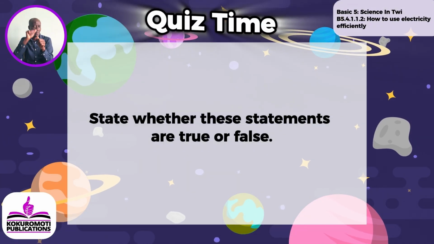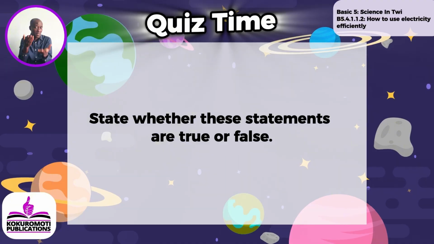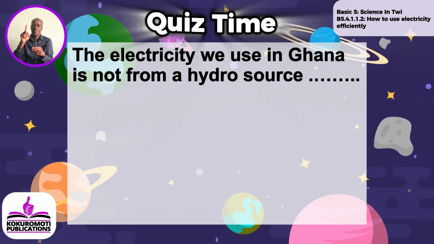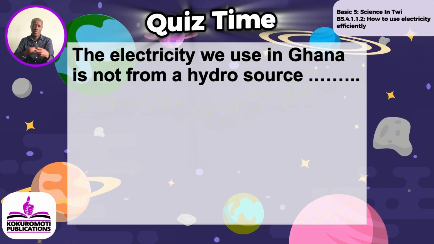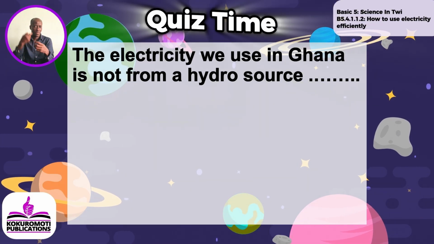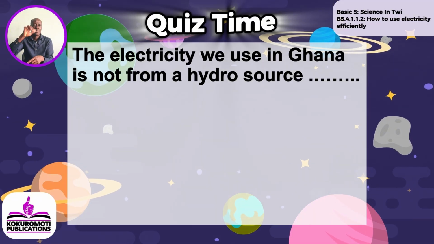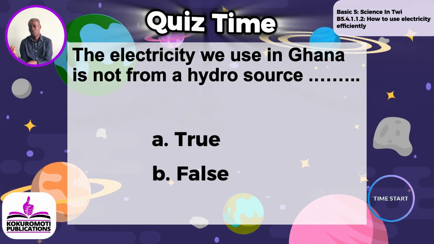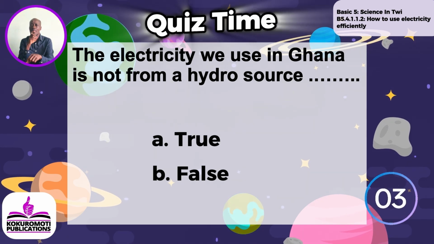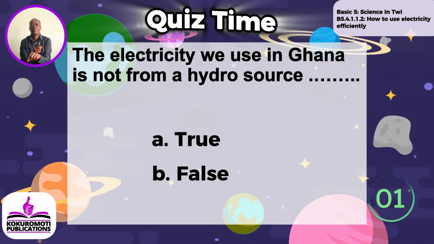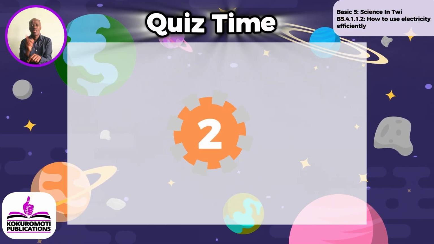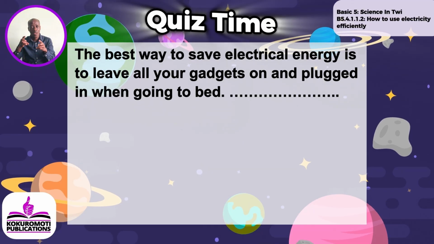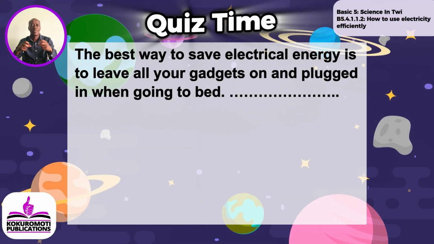State whether these statements are true or false. Number 1. The electricity we use in Ghana is not from a hydro source. False.